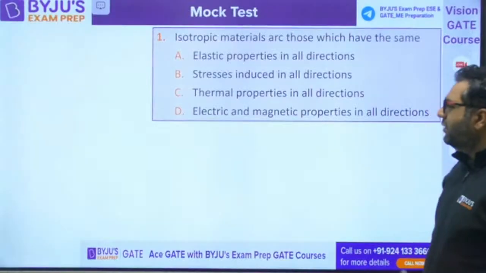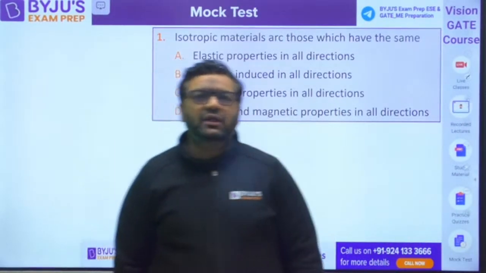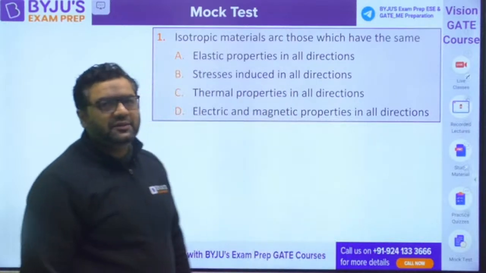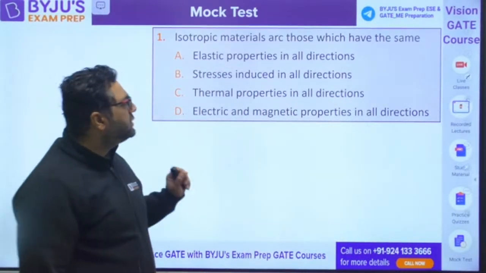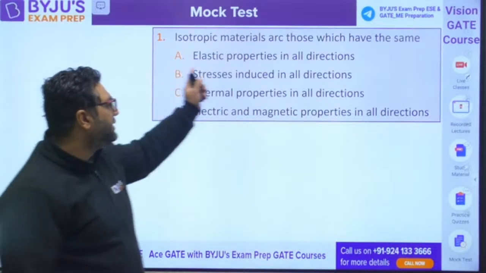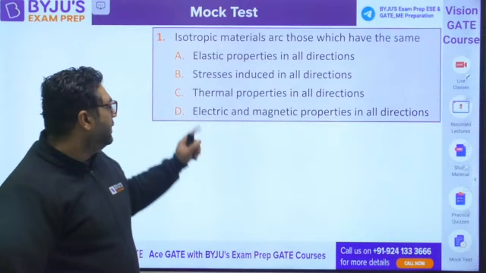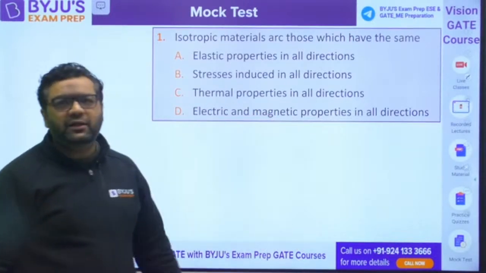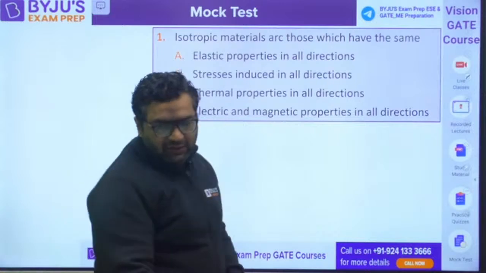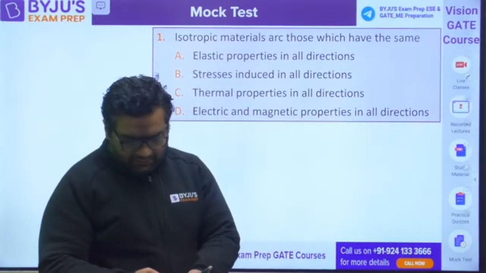Moving further, this is the very first question in front of you. So let us start with the questions. This question is saying isotropic materials are those which have the same elastic properties in all directions, stresses induced in all directions, then thermal properties in all directions, electrical and magnetic properties in all directions. What would be the answer for this, guys?